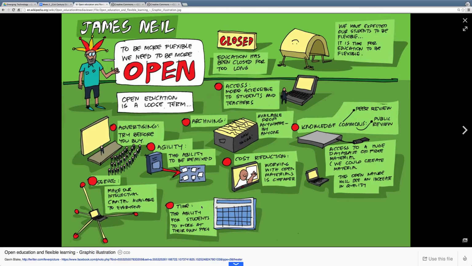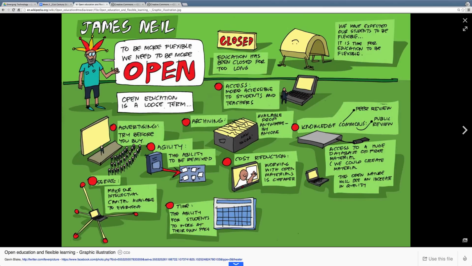Then there's time. Usually these courses are not necessarily restricted to semesters. Sometimes they are, but students can take as long as they need to work through the course and really get a deeper understanding of the content, instead of rushing through because they've got a deadline or other things happening in their life. He also talks about cost reduction. Most times these open resources are free, so obviously there's a huge cost reduction in working with open materials and open courseware.